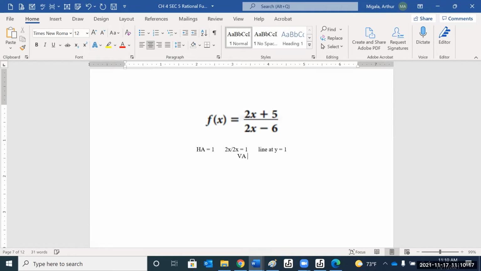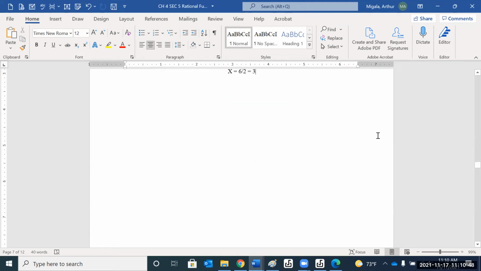The vertical asymptote is 2x minus 6 equals 0. So x equals 6 divided by 2, which is 3. All you do is take the bottom equation, set it equal to 0. Let's look at the graph.